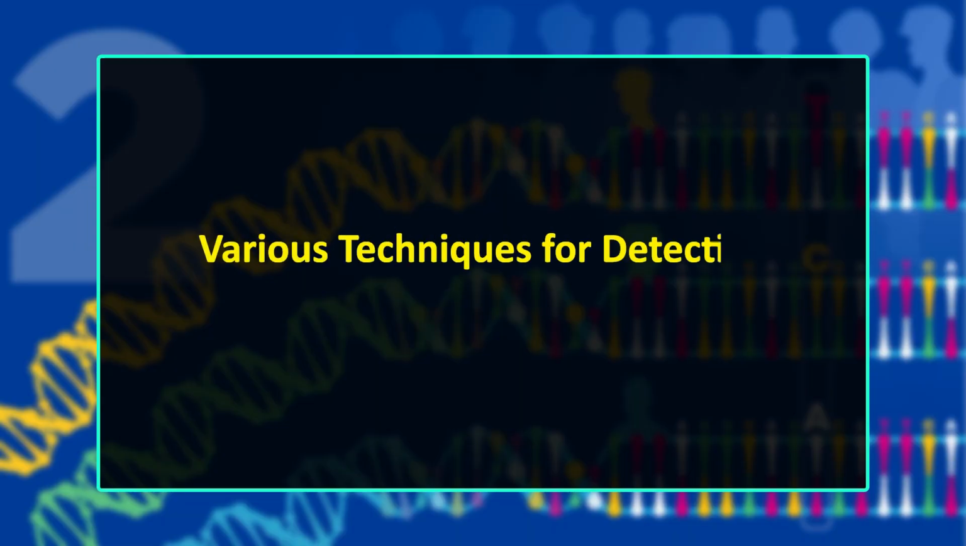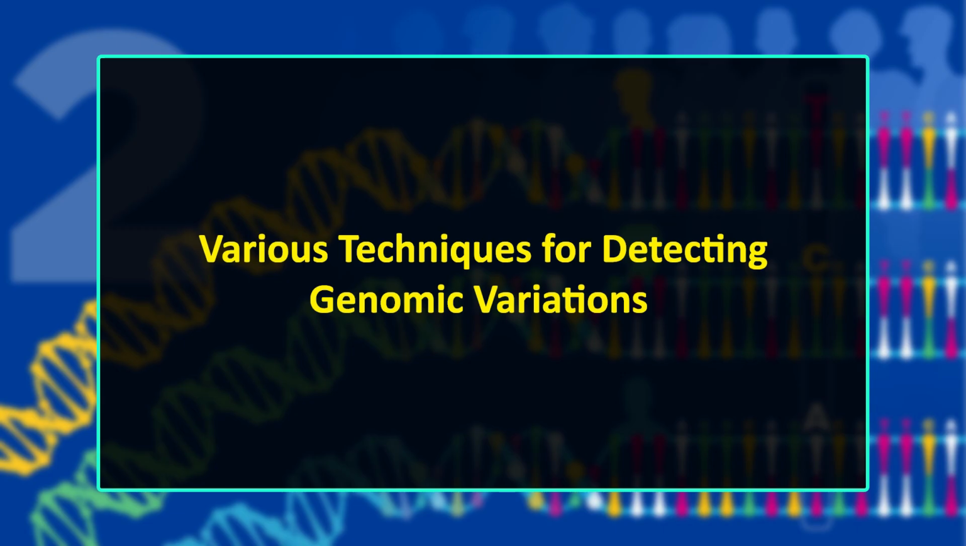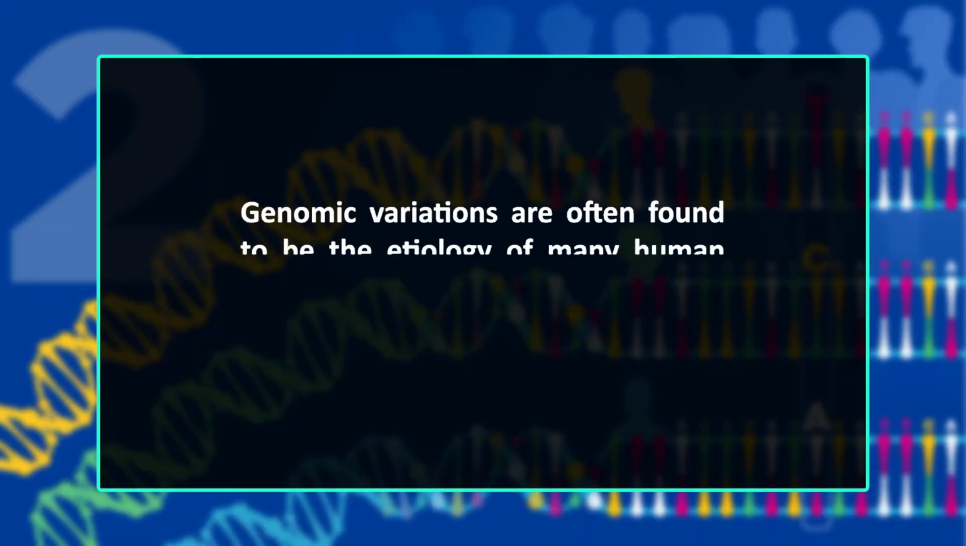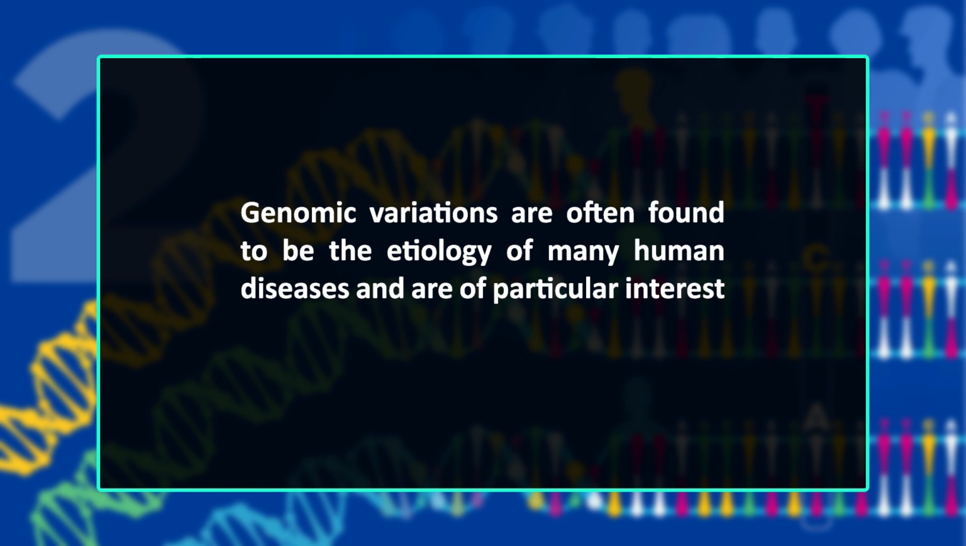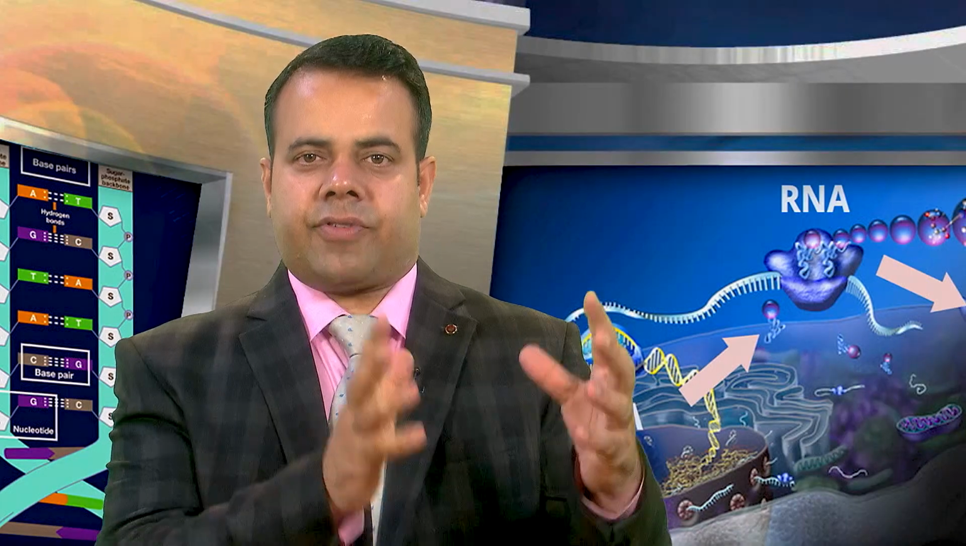Now let's discuss the techniques for detecting genomic variations or genetic variations. Genotyping provides a measurement of the genetic variation between members of a species. Genomic variations are often found to be the etiology of many human diseases and are of particular interest in pharmacogenomics. The increase in interest in the genomic variation has been reflected by the rapid development of a diverse range of single nucleotide polymorphism genotyping methods.